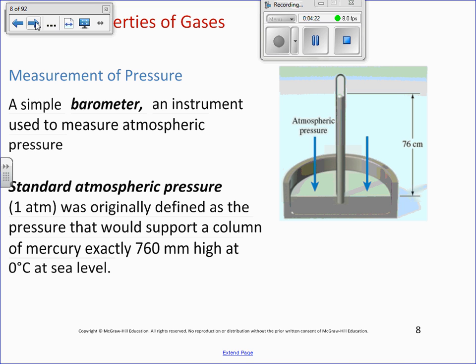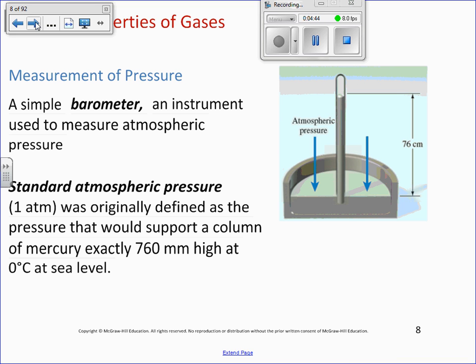So if you go down to Wilmington and stand on the beach with a barometer, that's what it will read at sea level. It was originally defined as the pressure that would support a column of mercury exactly 760 millimeters high at 0 degrees Celsius at sea level.